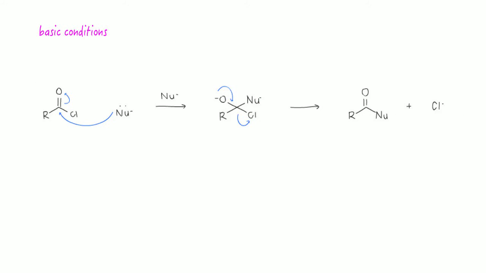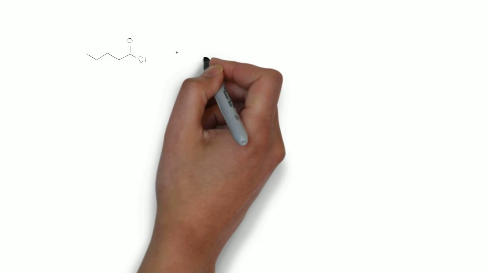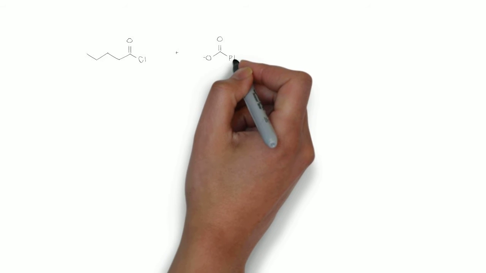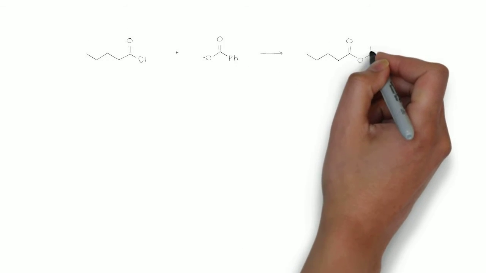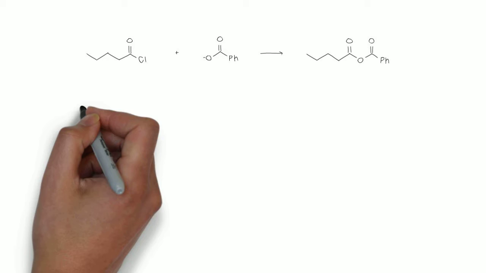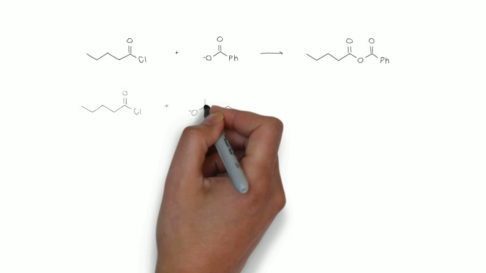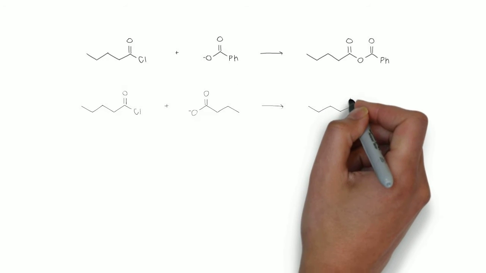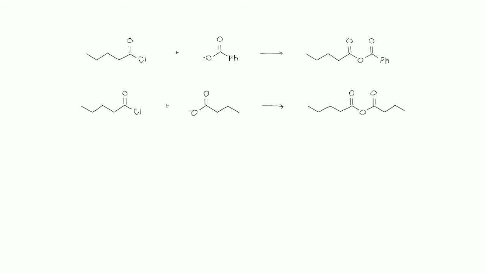If we take an acyl chloride and add a carboxylate to it, what do we get, Sammy? An anhydride. An anhydride. Very good. You can make symmetrical anhydrides from acid chlorides and carboxylates. So for instance, we could take pentanoyl chloride and benzoic acid and couple them together, or two different aliphatic carboxylates to make unsymmetrical anhydrides via this method.